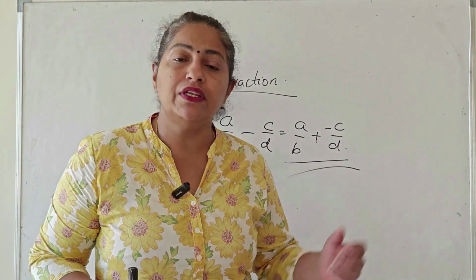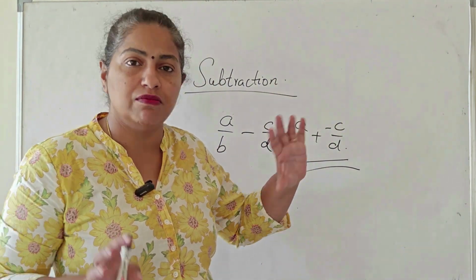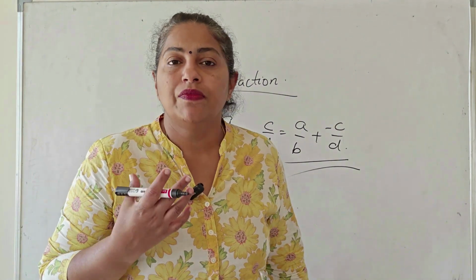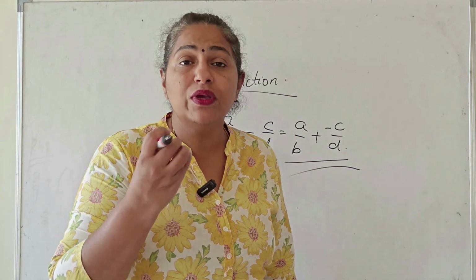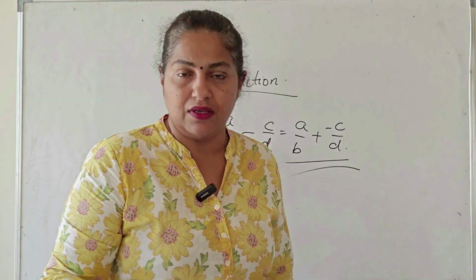So how to do it? You take the LCM and you apply the equivalent fraction thingy to the numerators and find the answer. So nothing new in subtraction. So now let us do a few sums in subtraction and then move on to the properties.